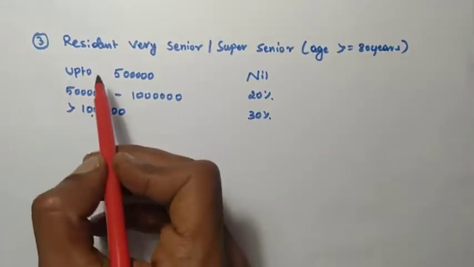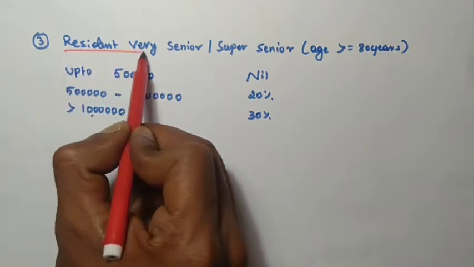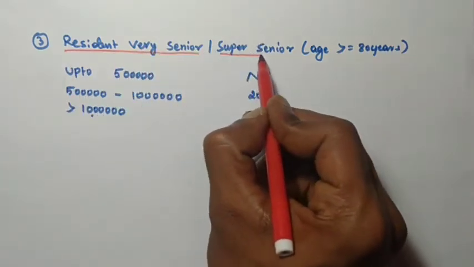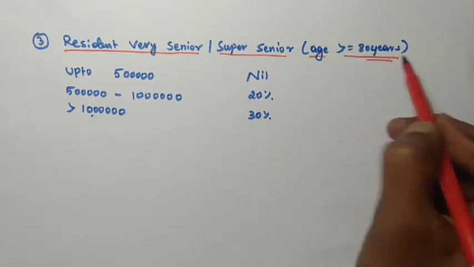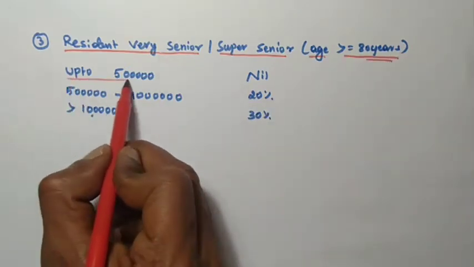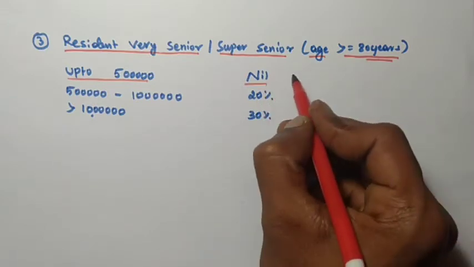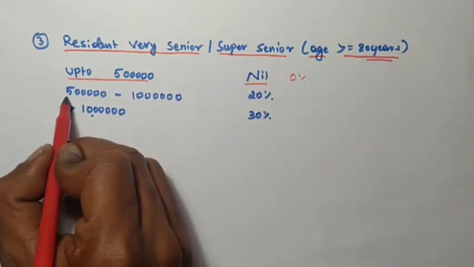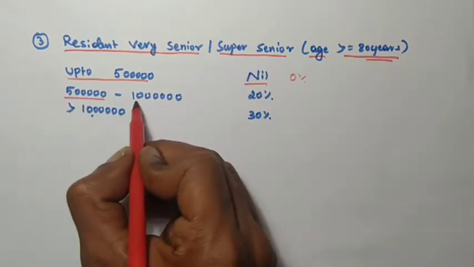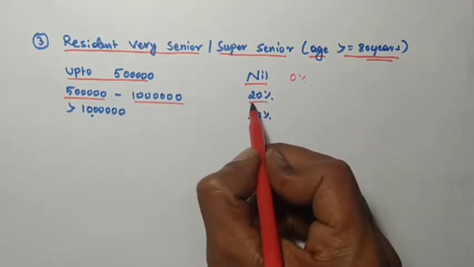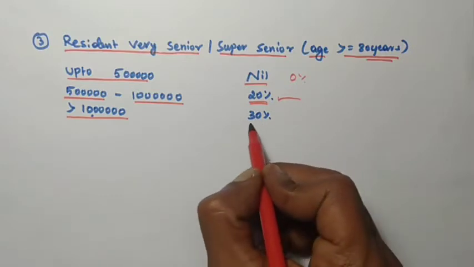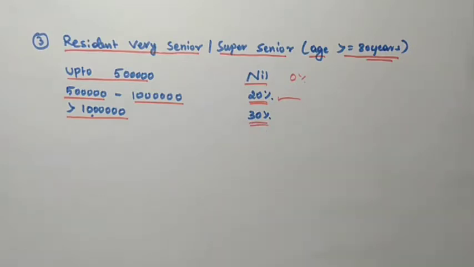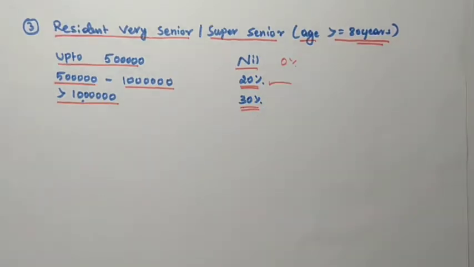And the third slab is for resident very senior or super senior citizens, age above 80 years. For these persons, up to 5 lakh is nil rate of tax, 0%. From 5 lakh to 10 lakh, 20%. Above 10 lakh, 30%. So these are the three slab rates. Let us take an example.